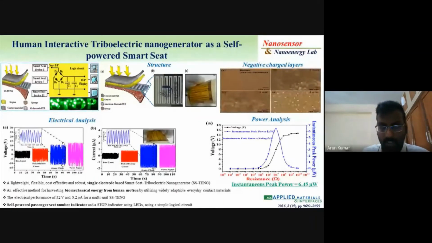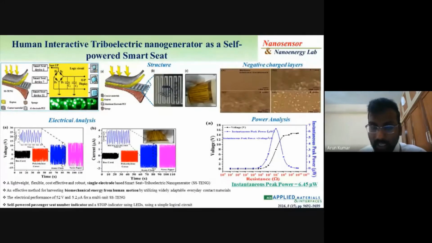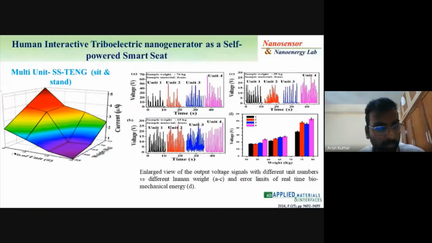Now I told you the instrument which I used, and here I connected 4 devices. The device looks like this. I connected 4 in series, and this device works in single electrode mode. When a person of 75 kilogram wearing jeans sits and stands on the seat, he can generate up to 60 or 50 hertz. When you connect 4 devices, you can generate up to 60 volts. This is a DC voltage.